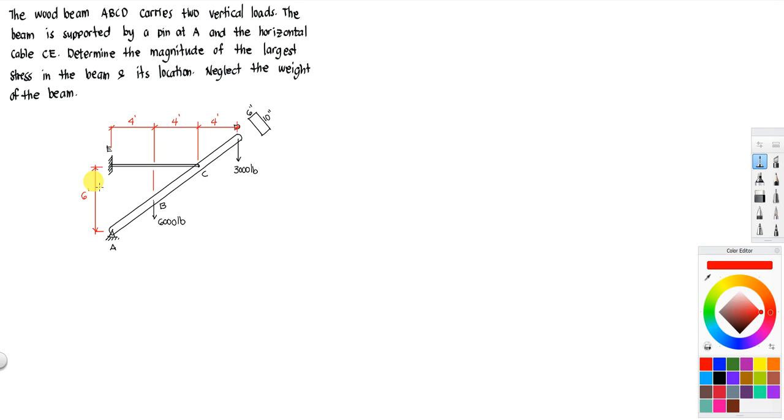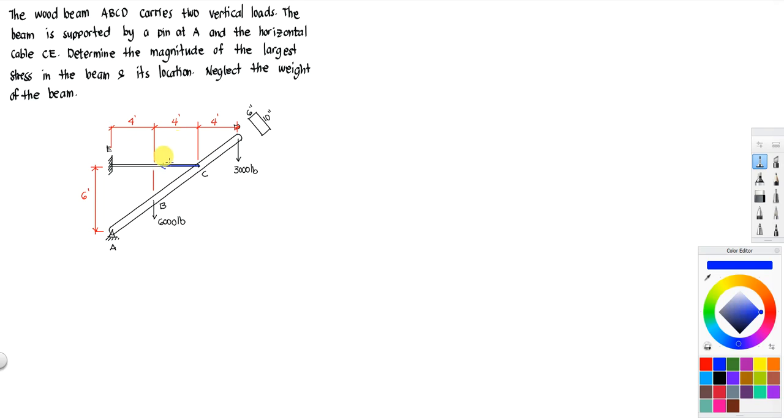Okay. The wood beam ABCD carries two vertical loads. The beam is supported by a pin at A and a horizontal cable C. Determine the magnitude of the largest stress in the beam and its location. Neglect the weight of the beam. Okay. So una, syempre we cannot go without having the statics itself. Okay? So from this, we will try to have the forces.